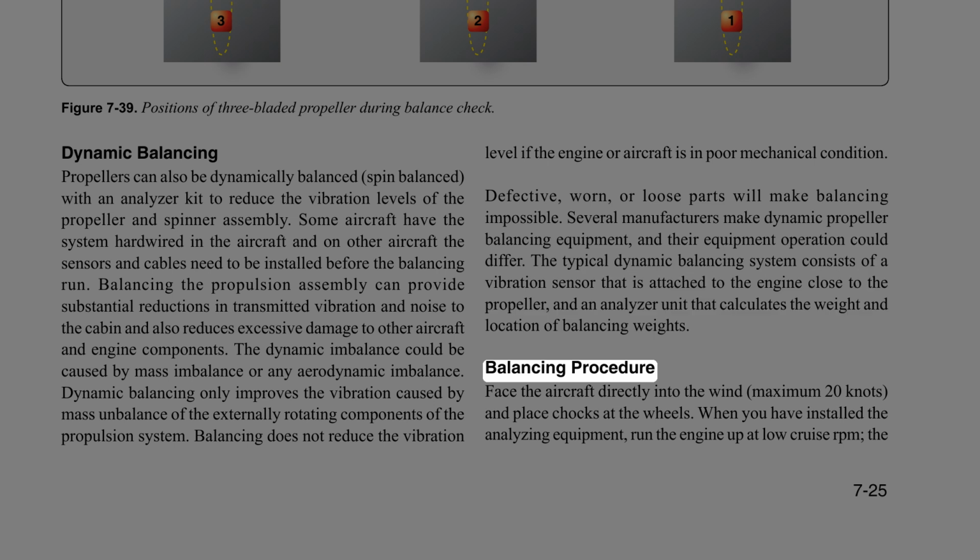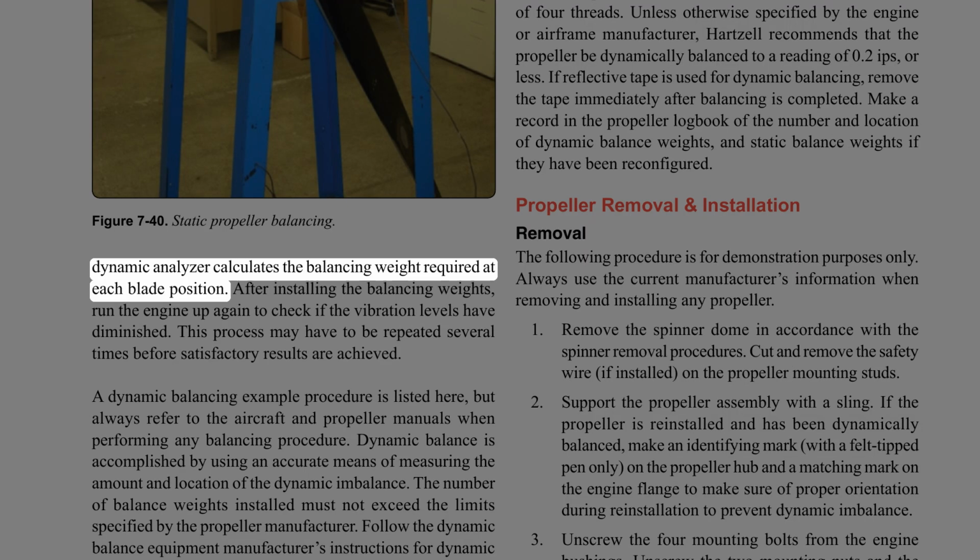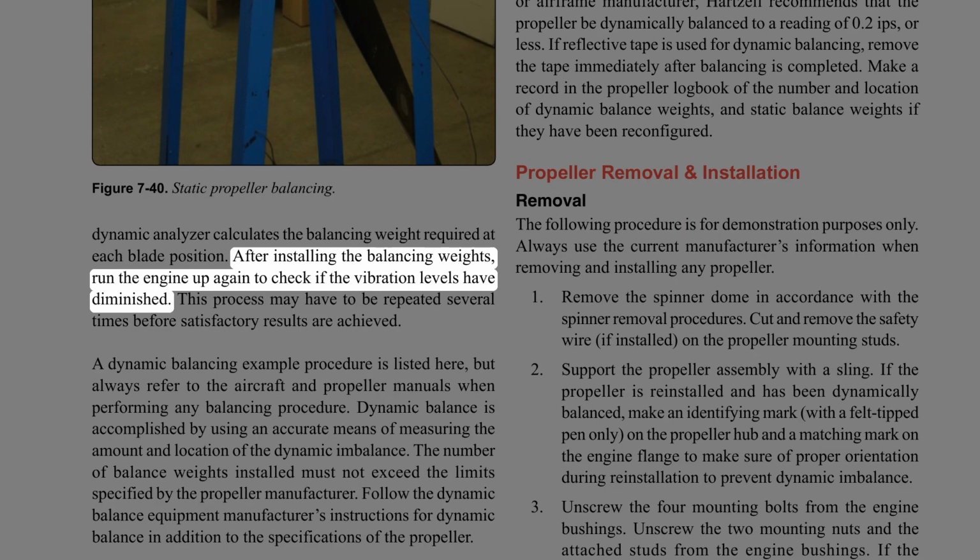Balancing procedure. Face the aircraft directly into the wind, maximum 20 knots, and place chocks at the wheels. When you have installed the analyzing equipment, run the engine up at low cruise RPM. The dynamic analyzer calculates the balancing weight required at each blade position. After installing the balancing weights, run the engine up again to check if the vibration levels have diminished.